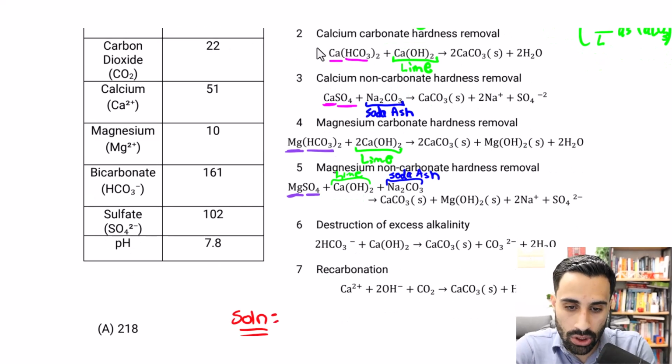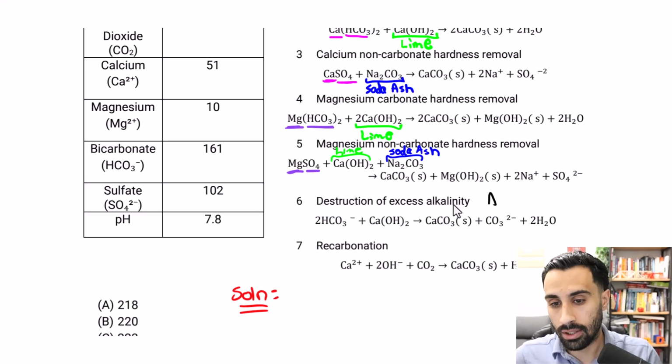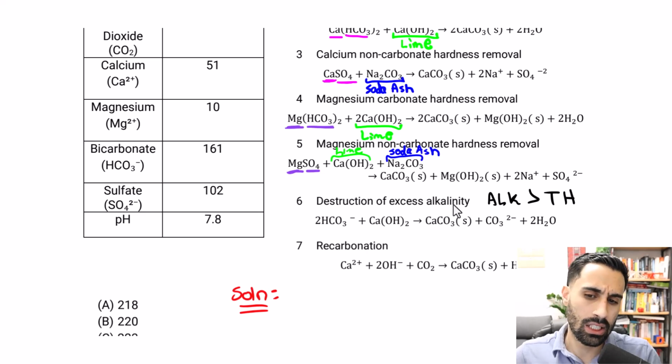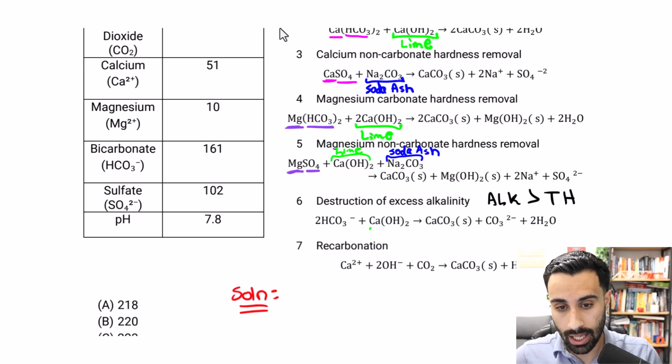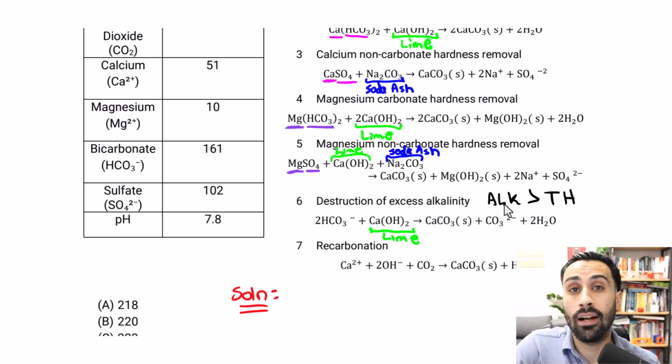And lastly, we finish off with the removal, the destruction of excess alkalinity. Keep in mind this occurs when the alkalinity, which is the bicarbonate, is greater than the total hardness. This is rare, but if this occurs, we have to account for that. And in this one, we actually add lime again. So we add lime and remove that extra bicarbonate, excess alkalinity, too much alkalinity, when the alkalinity is bigger than the total hardness. And the last step is step number 7.